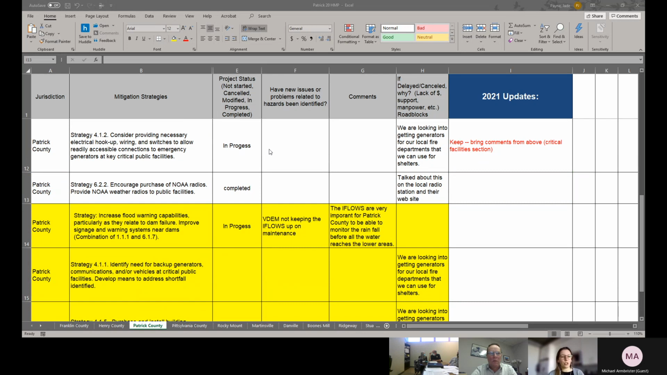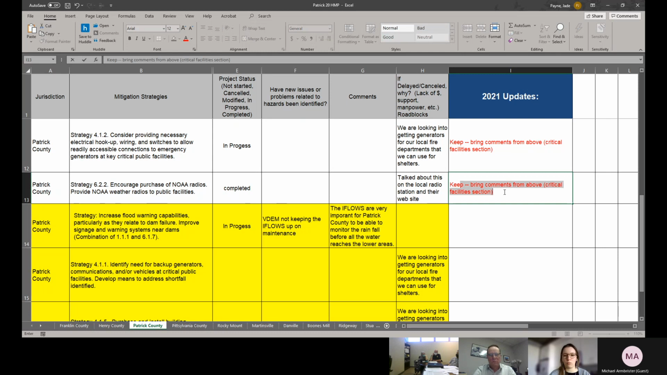Okay, strategy 6.2.2: encourage purchase of NOAA radios, provide NOAA weather radios to public facilities. You talked about this on the local radio station and their website. Yeah, we still get that out every so often, especially in the springtime, about the NOAA radios. Do you know if any radios have been provided for the public facilities? Yeah, got a NOAA radio here.